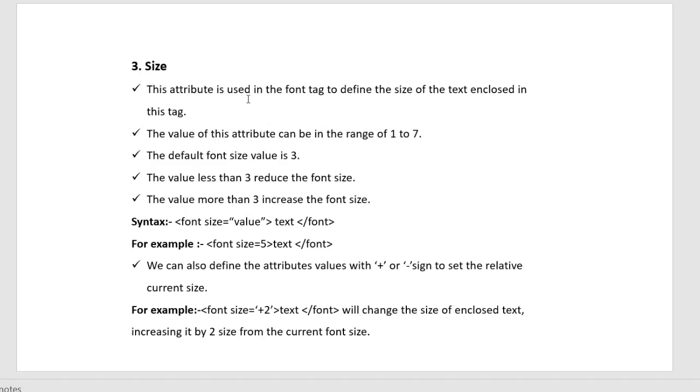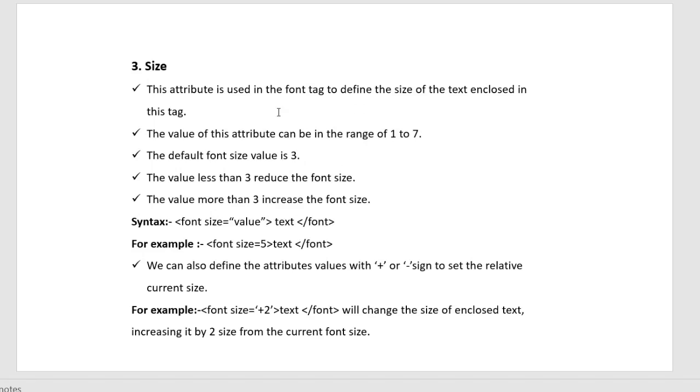Your next attribute of font tag is your size. This attribute is used in the font tag to define the size of the text enclosed in this tag. If you want to change the size of your text, or the size of your paragraph, then you can use the size attribute. The value of this attribute can be in range of 1 to 7. The minimum size is 1 and the largest size is 7. And the default size of your text in HTML is 3.